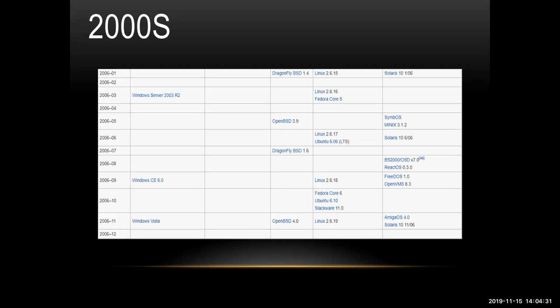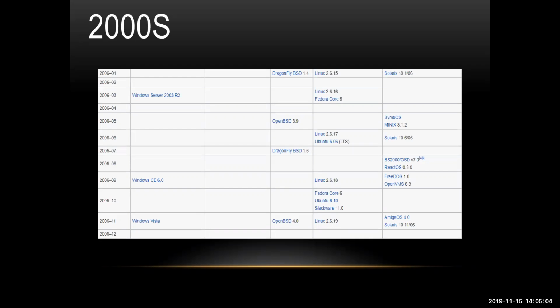And then we also had Solaris 10. And then July, we had DragonFly BSD 1.6. For August, we had BS2000 OSD version 7.0 and ReactOS 0.3.0. For September, we had Windows CE 6.0 and Linux 2.6.18. Also had FreeDOS 1.0, OpenVMS 8.3 rather.